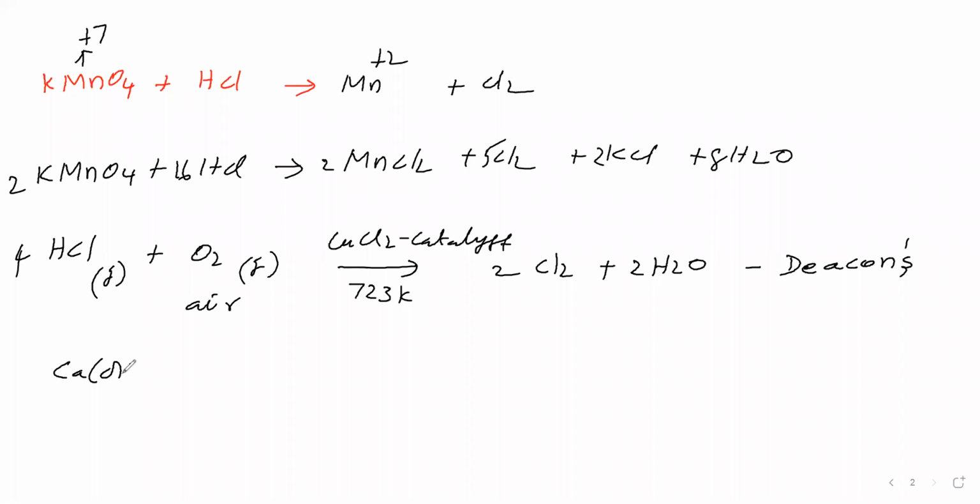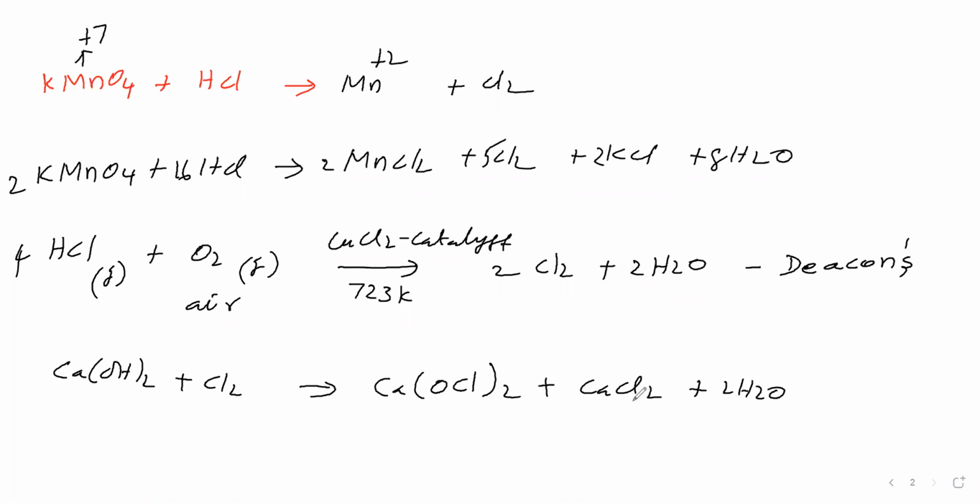Calcium hydroxide reacts with Cl2 to give bleaching powder. That bleaching powder contains CaOCl2, CaCl2 and water. We take dry slaked lime and pass Cl2 gas over it, and we get bleaching powder.